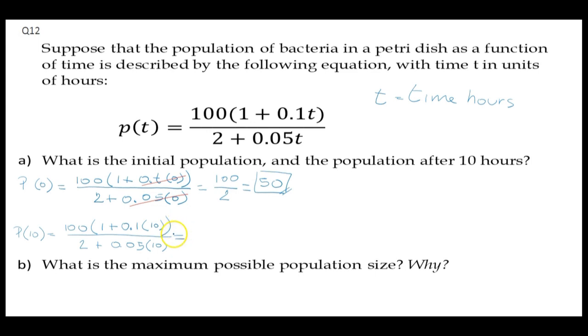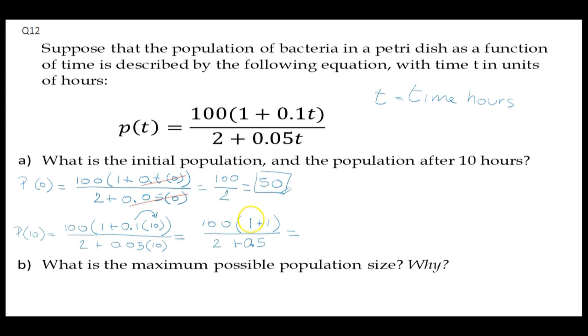Okay. As we multiply these, the multiplication between 0.1 times 10 is going to give me 1, so 100. Here I have 1 plus 1, which is going to be 2, and on the bottom I'm going to have 2 plus 0.05 times 10, which is going to give me 0.5.